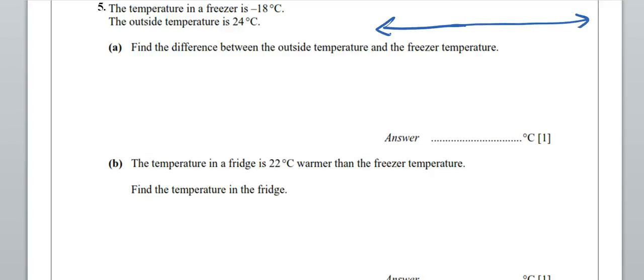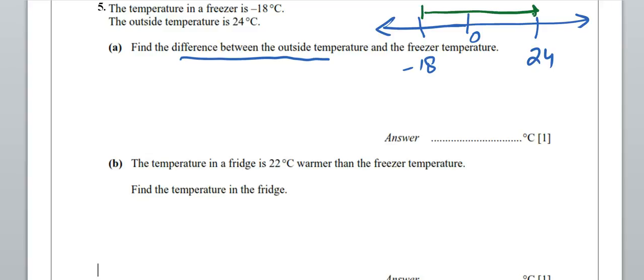Okay. Temperature is minus 18. If I say that there is 0, here is minus 18, and the outside temperature is 24. So the question is the difference between the outside temperature and the freezer temperature. So the difference will be from this portion to this portion. From 0 to 24 there is a difference of 24, and from 0 to 18 a difference of 18.